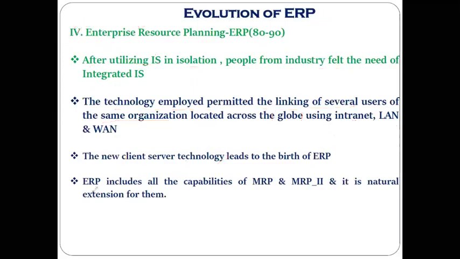Yes. And so we can say here ERP includes all the capabilities of not just MRP1, MRP2, but the final ERP includes the capabilities of IMC, MRP1, and the capability of MRP2, and it is nothing but the natural extension of all these things. So the natural extension of IMC, MRP1, MRP2 is nothing but our final ERP systems.